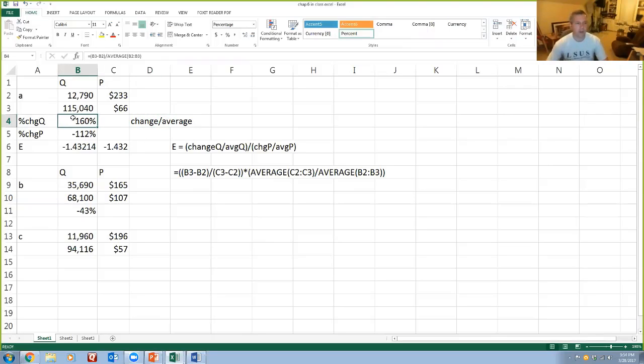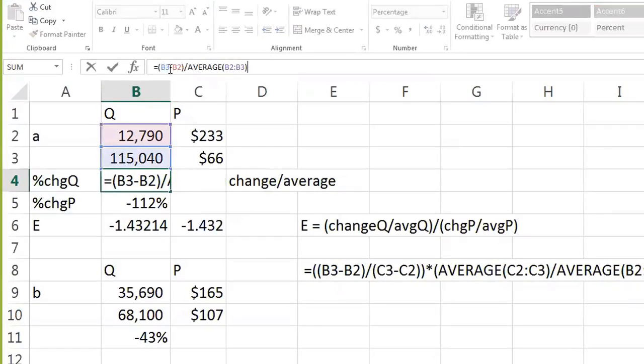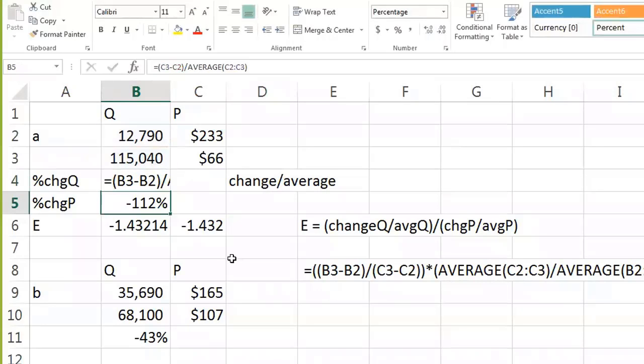So if I look in my cell B4 here, it has the change in quantity. So I'm doing this 115,000 minus the 12,000, and I'm dividing it by the average of those 2 values. And I get some result there. Because of the lag time, it's taking a while for my screen to show it, but I'll just go on.